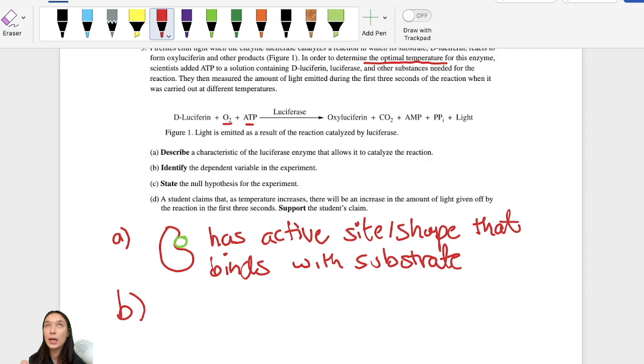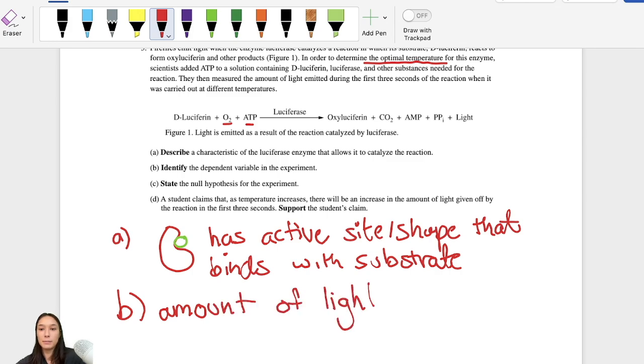They don't give you a unit here. If they did give you a unit, you should put it in. But in this case, they're just saying that you're measuring the amount of light emitted. So then our dependent variable is amount of light emitted.